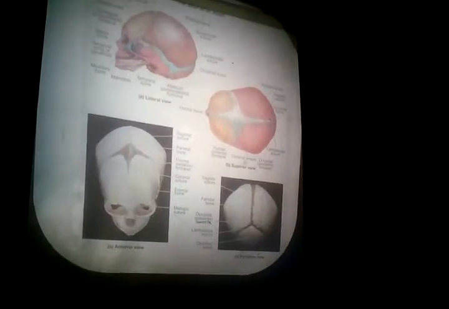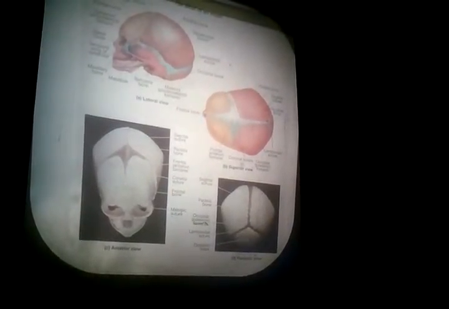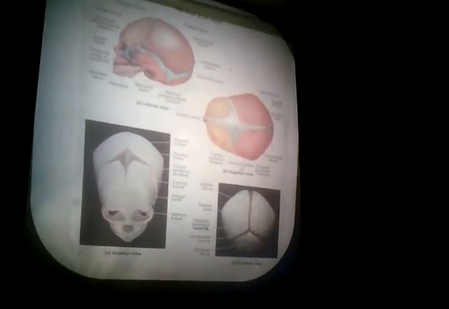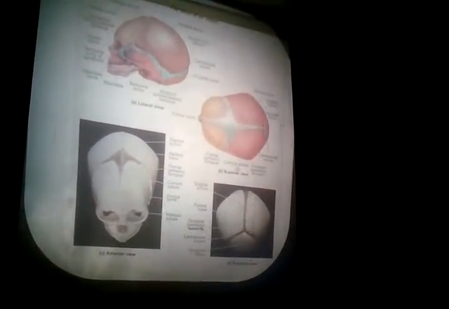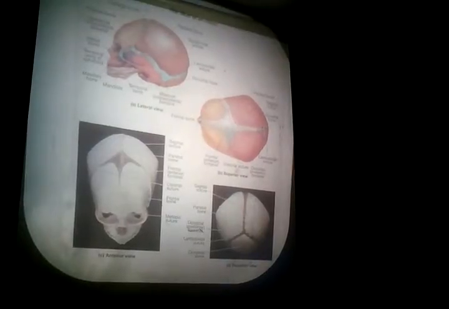When the baby's coming out of the vagina, sometimes some of those bones will actually overlap one another from the pressure, as the baby is being squeezed out. And so sometimes babies are born with little pointed heads because of that.